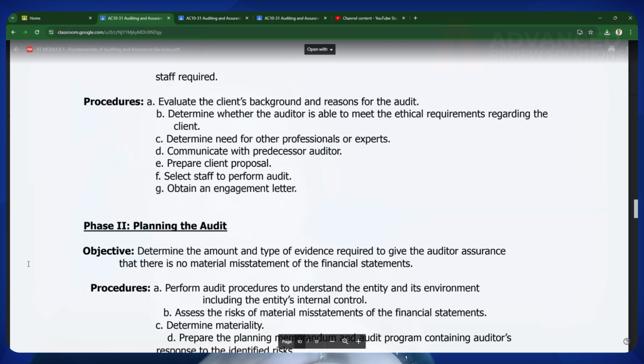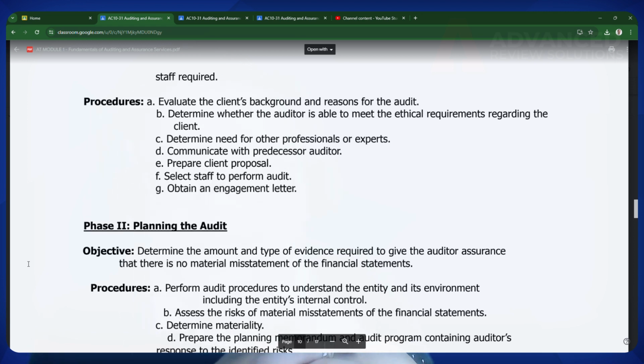Communicate with the predecessor auditor. Ito letter D, importante yan. No? Ano ang reason kung bakit umalis ka sa company yan? Bakit ka, no? 'Di ba? Malalaman mo kung bakit, sir, ganito, ganito, ganyan, no? Yan. Pag negative, paangat yan, class, no? And letter E, you will prepare your client proposal.